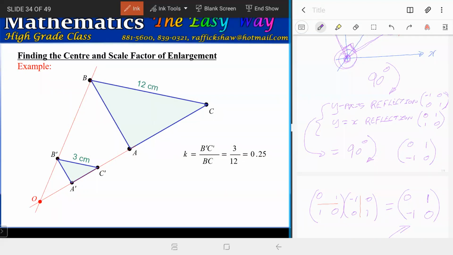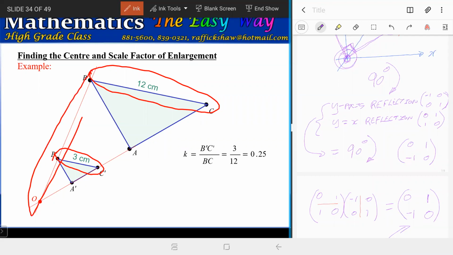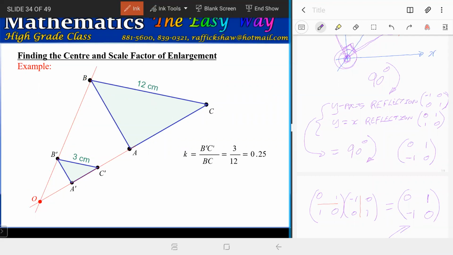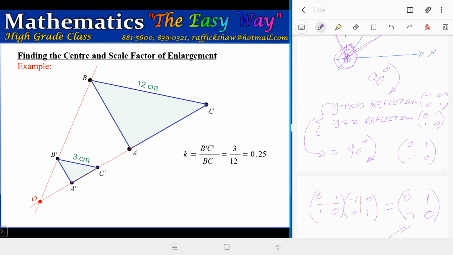Scale factor affects the distances on the object and on the image in the same way that it affects the distance from the center. Very important. So you have to learn how to use the information that you have by having all this knowledge. So my scale factor is that. Now that I know my center and my scale factor, I can give my description.